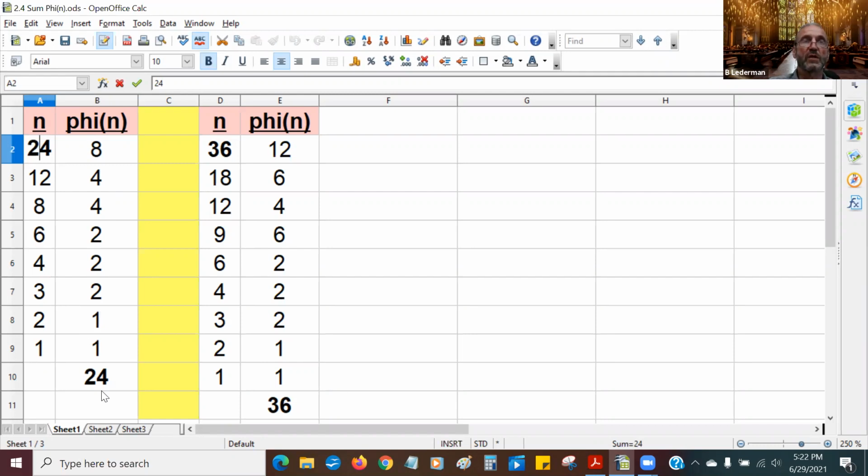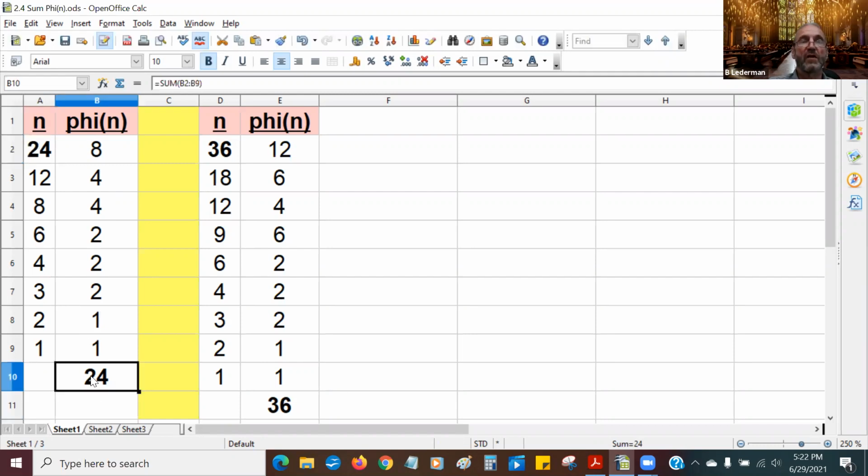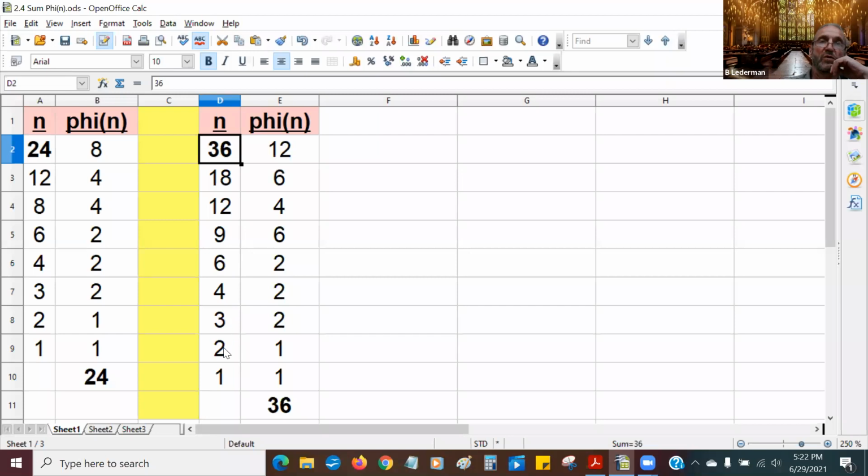And that's what our theorem is saying: if you add these all up, you get the original number. Now let's say we start with the number 36. 36 is our M. So the divisors of 36 are 36, 18, 12, 9, 6, 4, 3, 2, 1. And phi of 36 is 12. You can work it out.